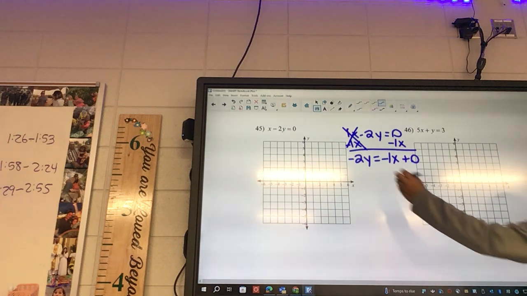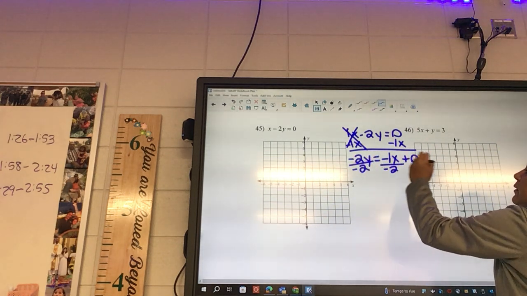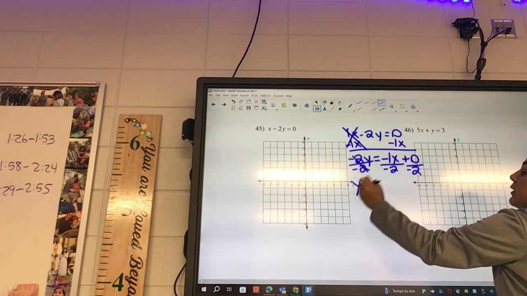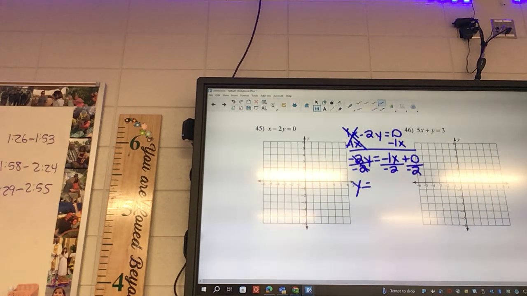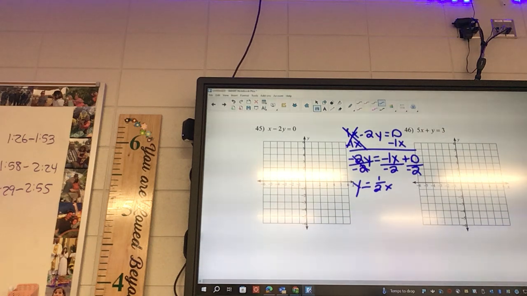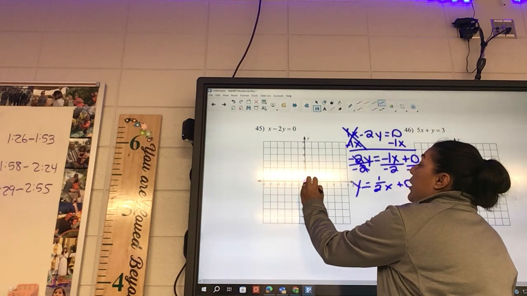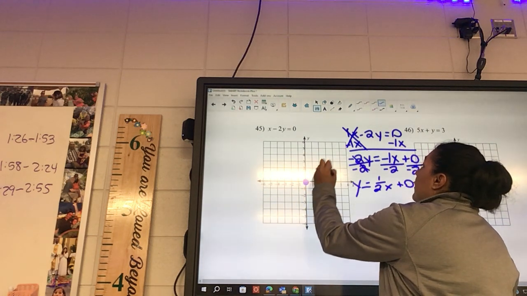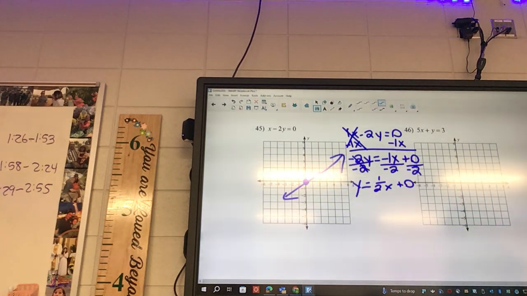And then divide by negative 2. Okay, so we're going to get y equals, what is negative 1 over negative 2? 1 over 2. So we're going to get 1 over 2x. 0 over negative 2 is still 0. Okay, so it's going to be plus or minus 0. Okay, so where's my first dot going to go? On 0, so put it on 0, and then we're gonna rise how many? 1, and run how many? 2. Okay, so my line's gonna look like that.